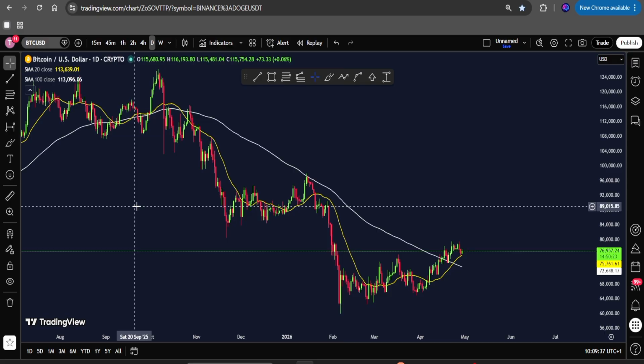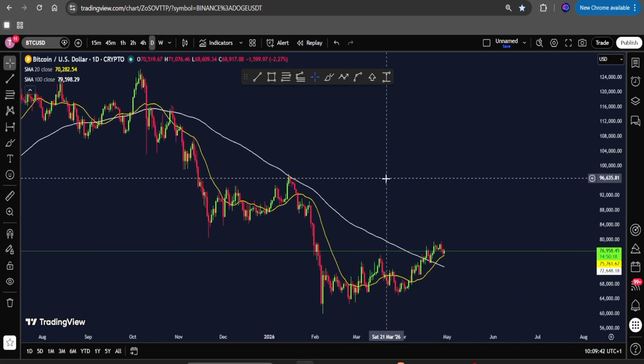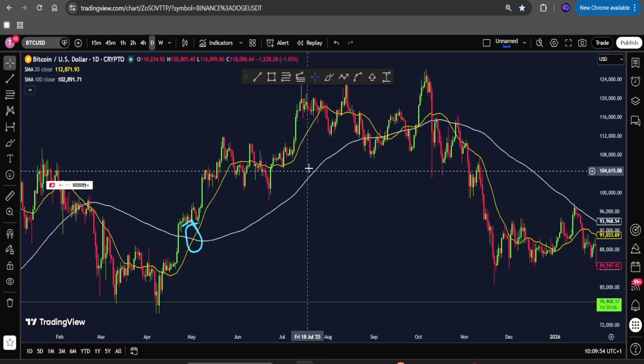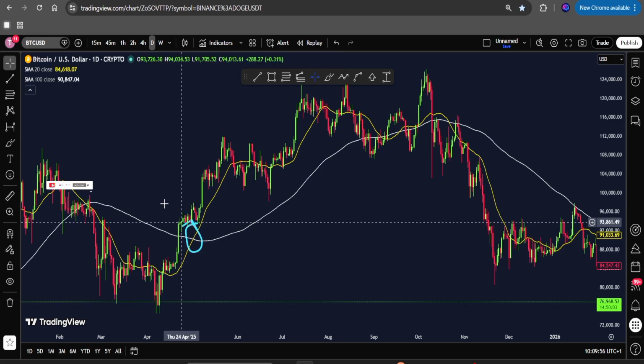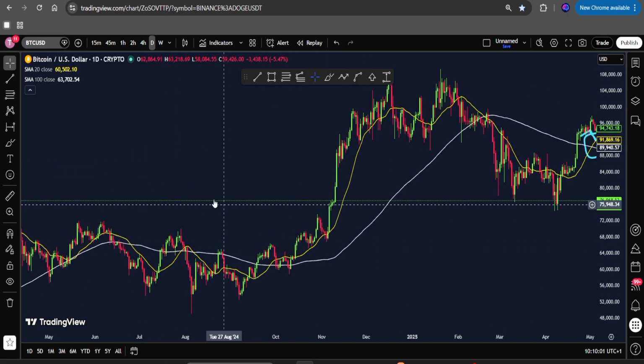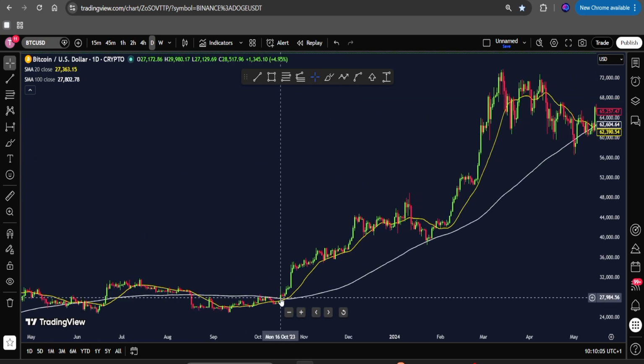Now, if you take a look at history here, like I said in the intro, BTC has always seen a major pump here on the daily time frame whenever we see the yellow line right here, which is the 20 moving average, crossing or breaking above or sitting above the white line. If you take a look at history here, it happened here in May 2025, and also here in September 2024. If we also take a look at 2023, I think it happened as well. Yeah, it happened in October 2023.